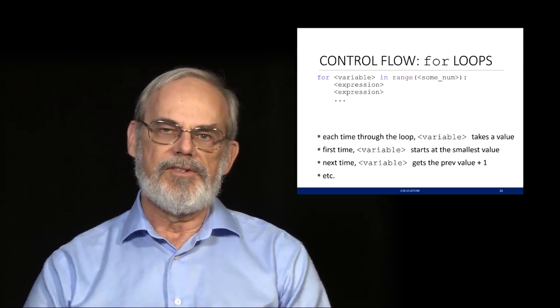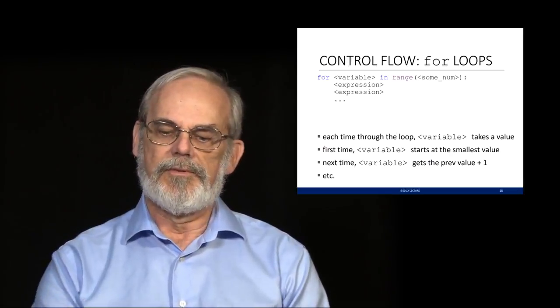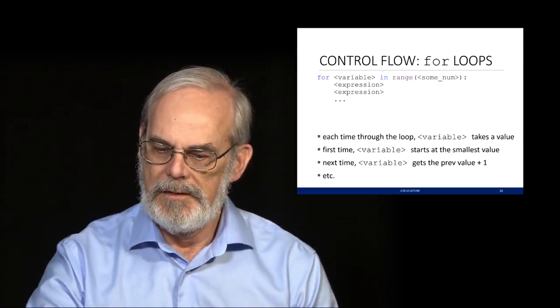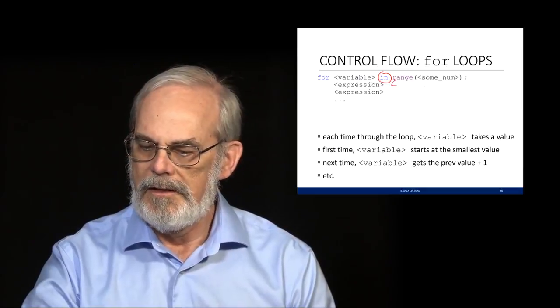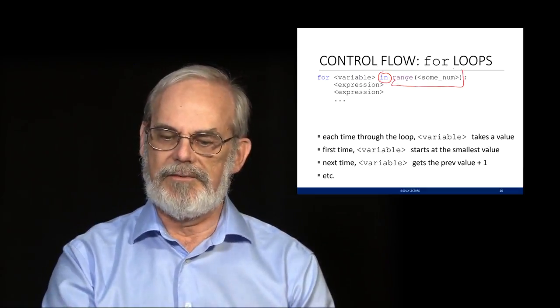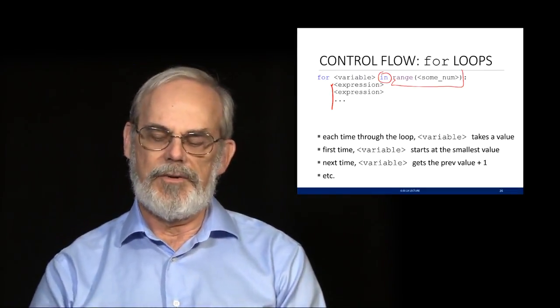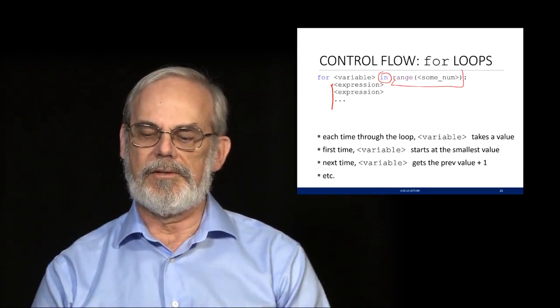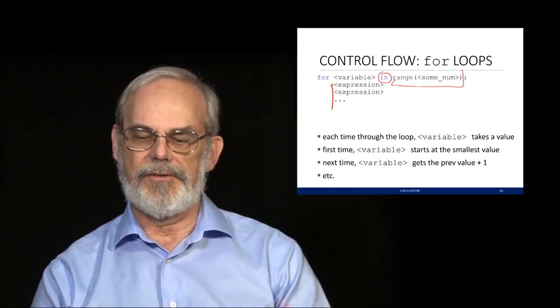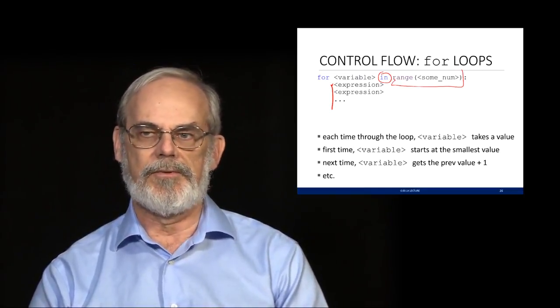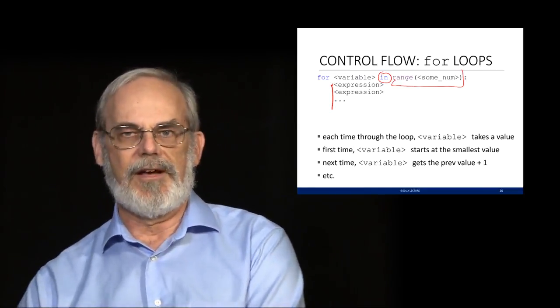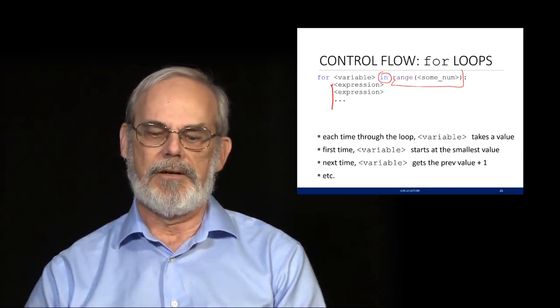Just to recap then, the overall general format for a for loop: the special character in this case, using range to give me a set of numbers, and a body of code that I'm going to execute. And just to remind you again, it says each time through the loop, the variable is going to take a value. The first time it starts at the smallest value in range. The next time it gets the next value, in this case for range added by 1, and so on.